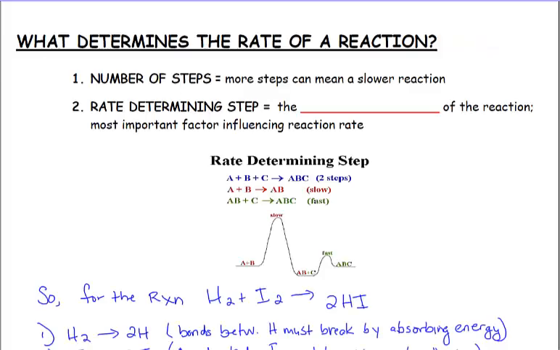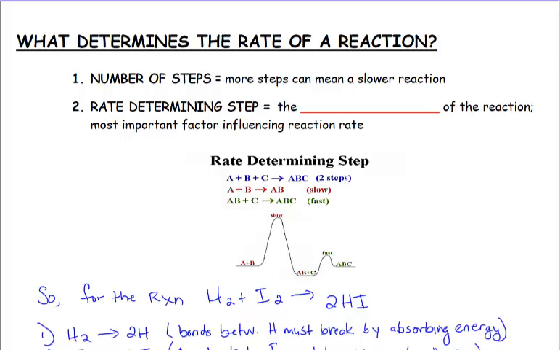Okay, so what determines the rate of a reaction? Well, 1, the number of steps. The more steps you have could mean a slower reaction. So thinking about this, how many turns do you have to make on your way to Albany? Okay, if there are more turns, then it might take longer to get there.